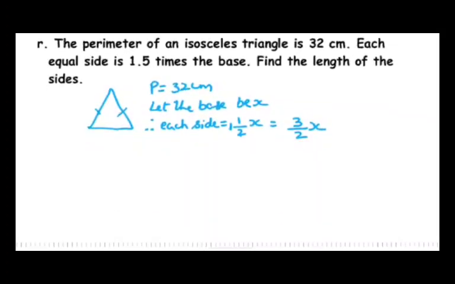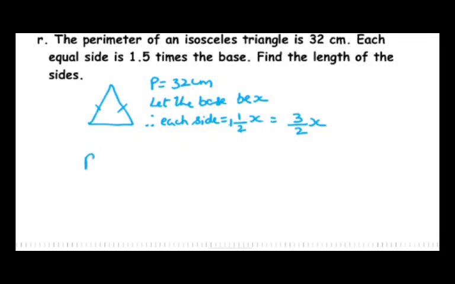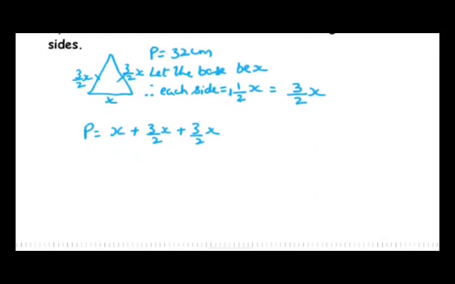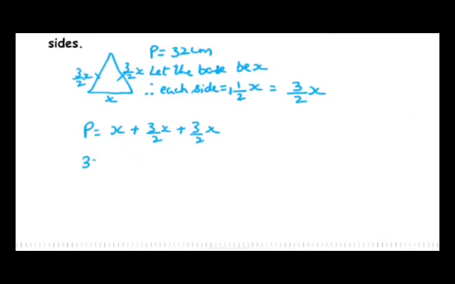Okay. So all the three sides. What is the formula for perimeter? The formula for perimeter is add up all the sides. So this is my x. This is my 3 upon 2x. This is my 3 upon 2x. Correct? I'm going to add up all of them. So the base plus one side plus the other side. Okay. Perimeter 32 is equal to, now the LCM is going to be 2.